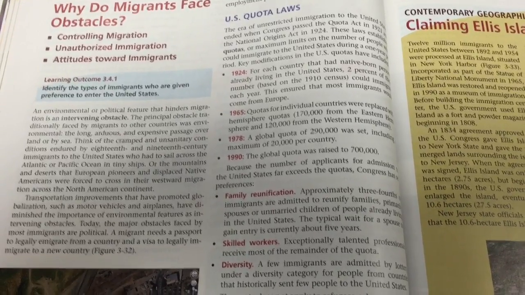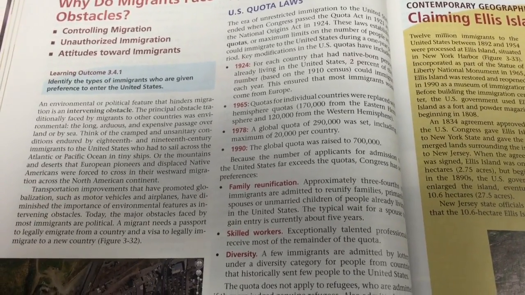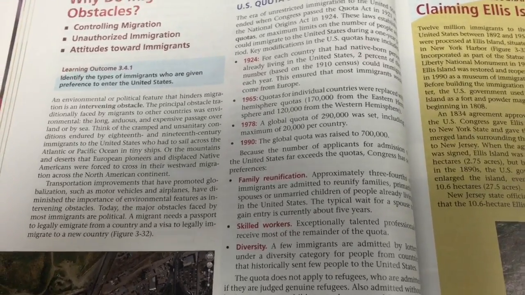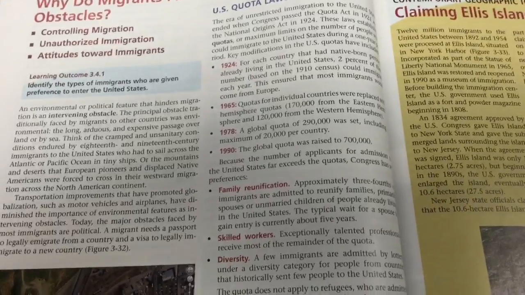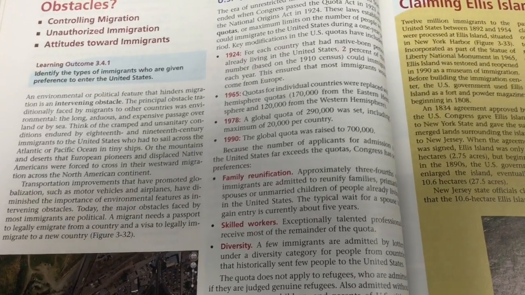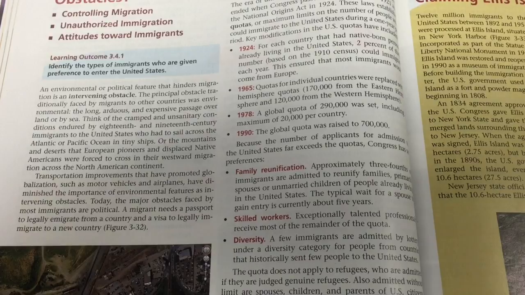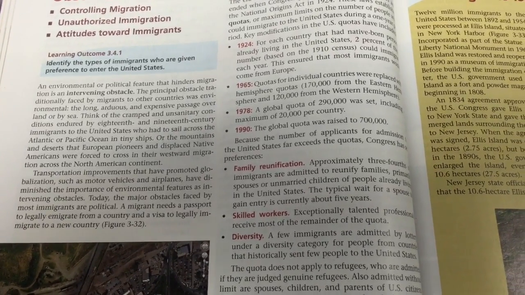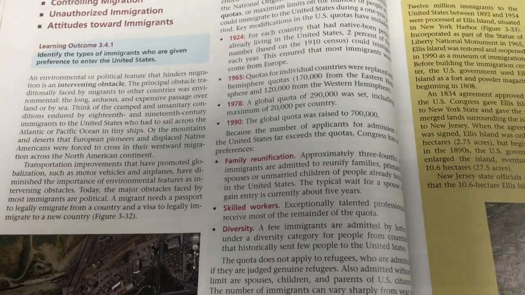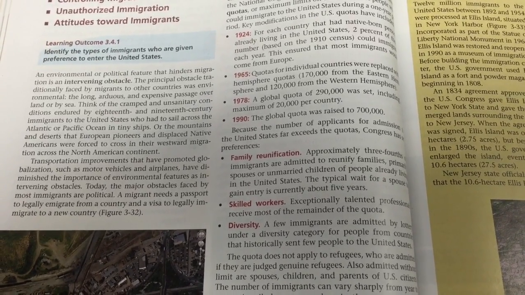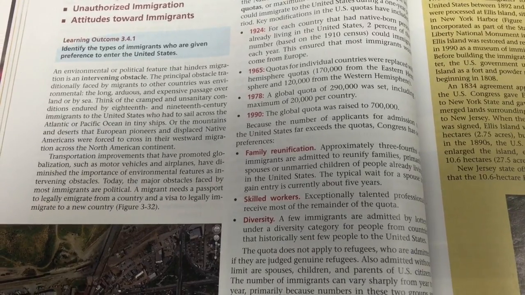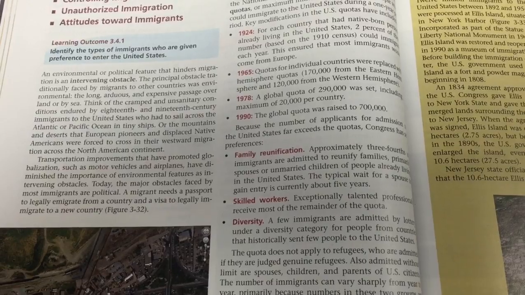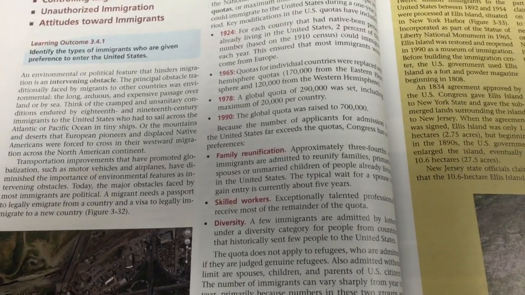In 1965, they changed it to where it was based on hemispheres. Obviously, in 1965, you're going to start seeing a lot more people coming from Latin America, and so they tried to curb that as much as they could. So 170,000 were allowed from the Eastern Hemisphere, or basically not Latin America, and only 120,000 were allowed from the Western Hemisphere. Then a global quota of 290,000 was set. So you're thinking, oh, okay, this is good. We're not going to prevent people from a certain hemisphere from being able to come into the country. However, there was a maximum of 20,000 people per year per country.